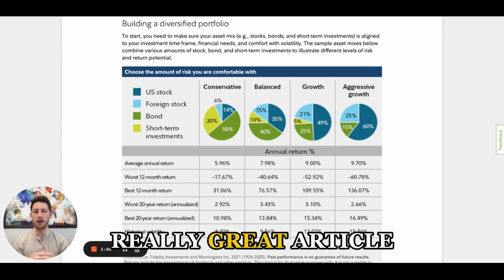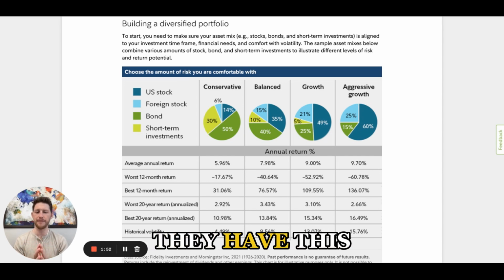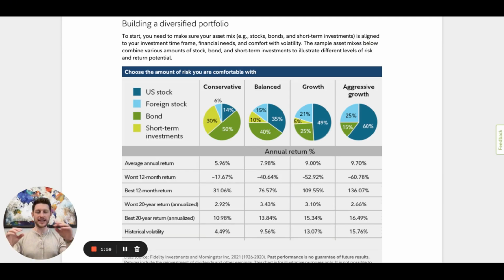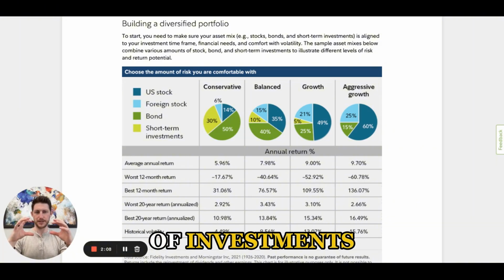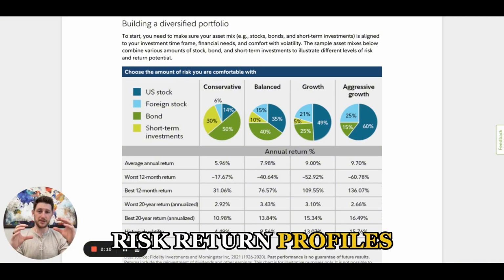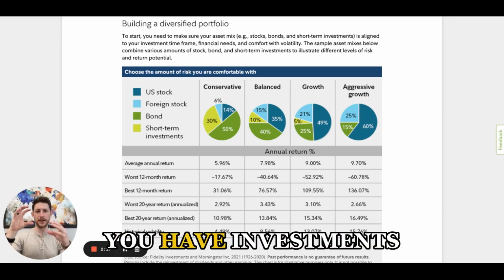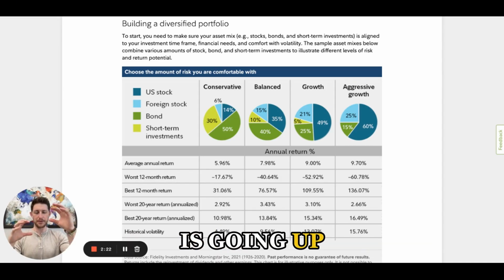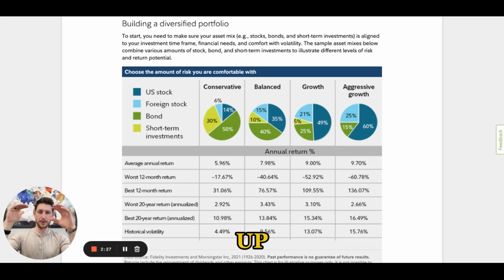There's a really great article here on Fidelity's website that shows you how they have this mix. The idea is based around the fact that you can combine different types of investments, so you can diversify. You have different types of investments with different risk-return profiles that also counterweight each other, so when one is going up, the other has an inverse correlation and goes down.